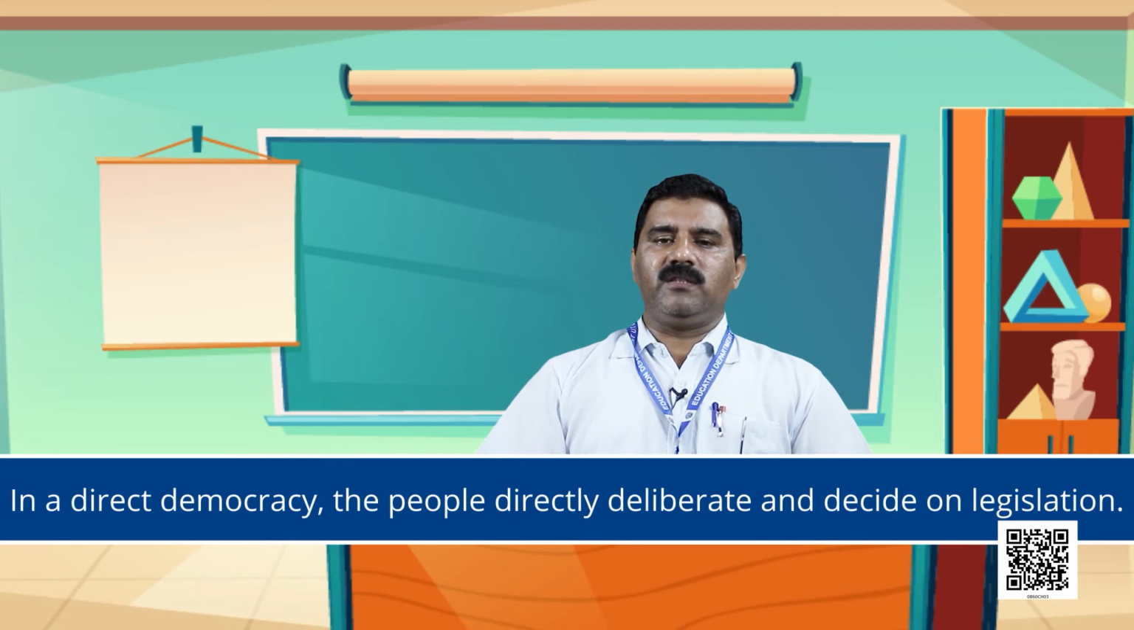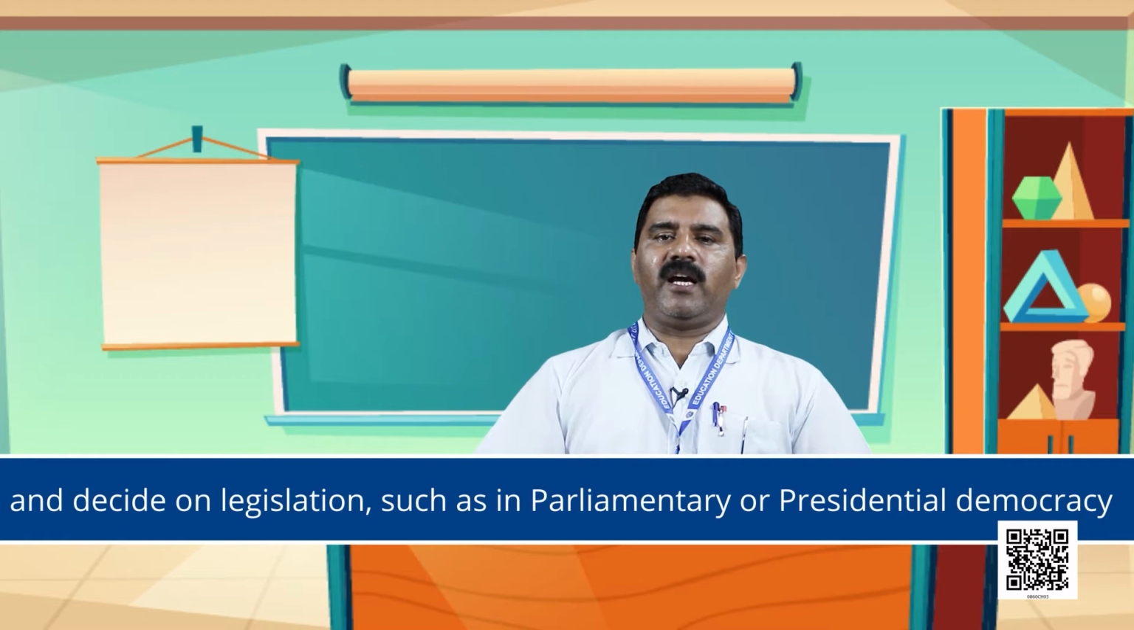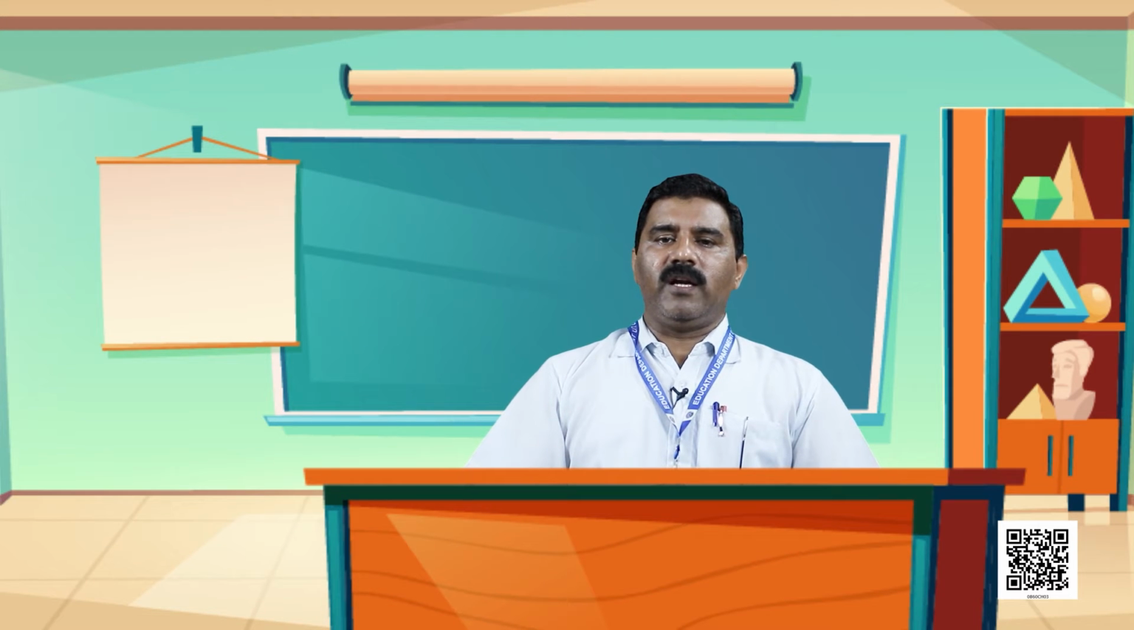In a direct democracy, the people directly deliberate and decide on legislation. In a representative democracy, the people elect representatives to deliberate and decide on legislation, such as in parliamentary or presidential democracy. Students, this is the topic we are going to discuss. After studying all these forms of government, we can say that democracy is the only system of government in which people decide and participate to govern themselves.